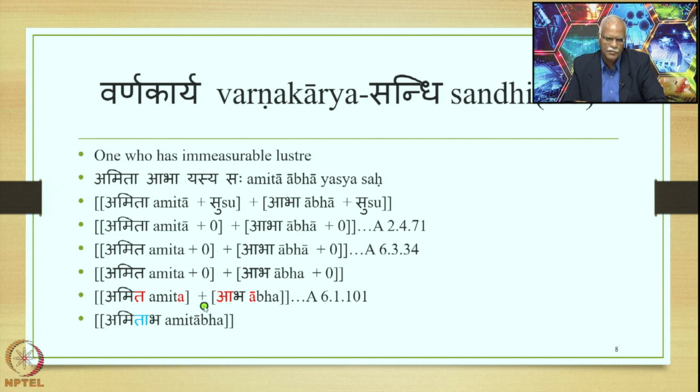Amita and Abha are not the final output of the process of compounding because we didn't do any Sandhi over here. Once we do the Sandhi and get Amitabha, then this is what is the compound output. So Sandhi is obligatory. We have no choice of optionality between Amita plus Abha and Amitabha. Amitabha is the only output of this particular compounding process.